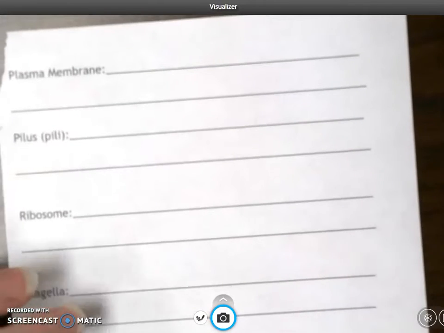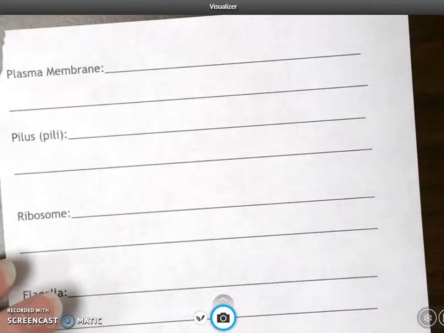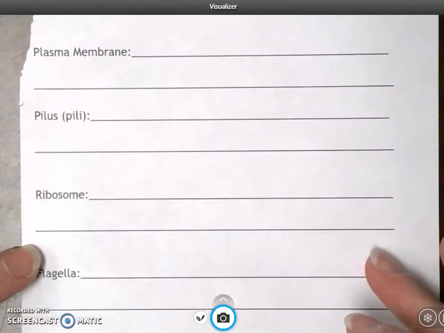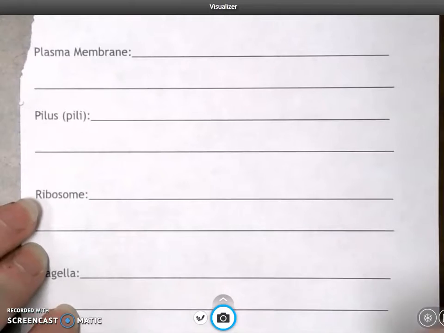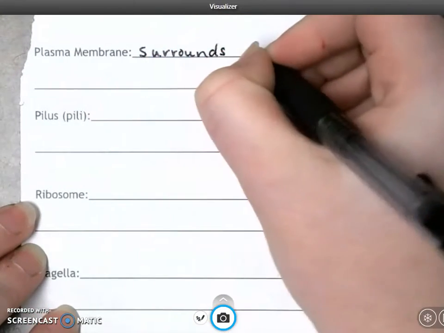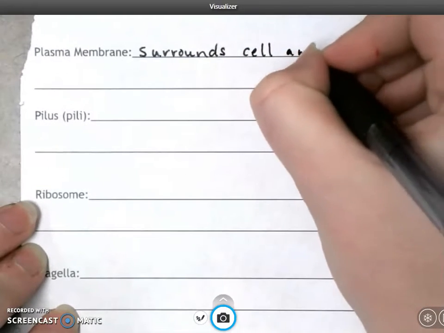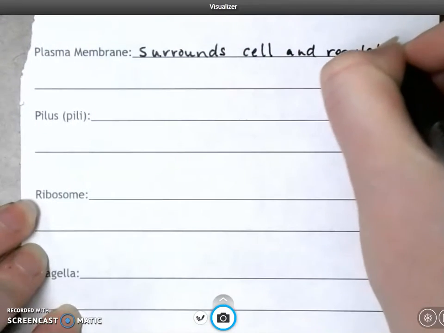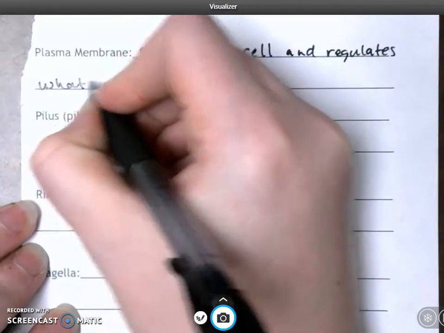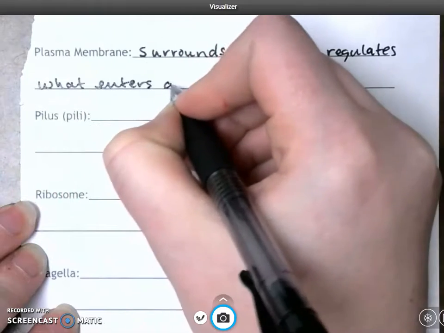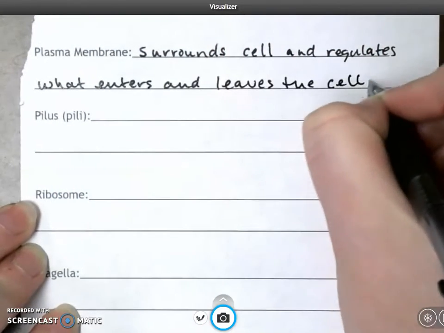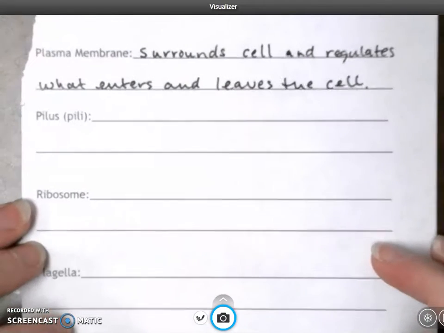The next piece that we're going to talk about is the plasma membrane. We just did an activity today showing the properties of that. Remember the bubble solution? The job of the plasma membrane is to surround the cell. So it surrounds the cell and regulates or controls what enters and leaves the cell. Controls what goes in and what comes out.